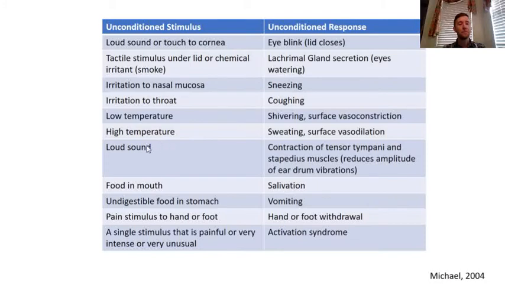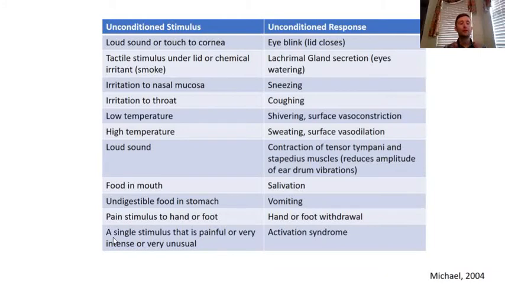Okay, so loud sound elicits contraction of the tensor tympani and the stapedius muscles. Food in the mouth can elicit salivation. Undigestible food in the stomach can elicit vomiting. Painful stimulus to the hand or foot can elicit the hand or foot withdrawal. And a single stimulus that is very painful or very intense or very unusual can elicit the activation syndrome.